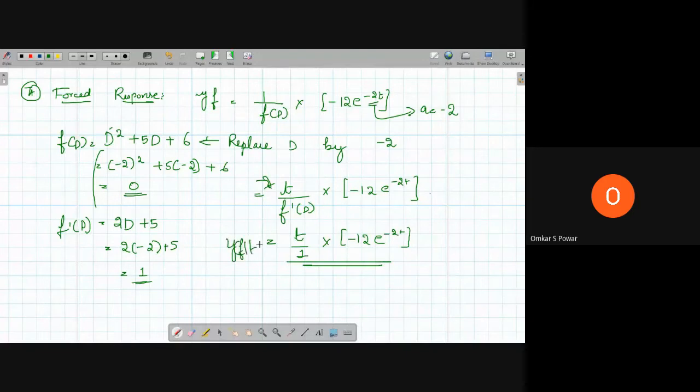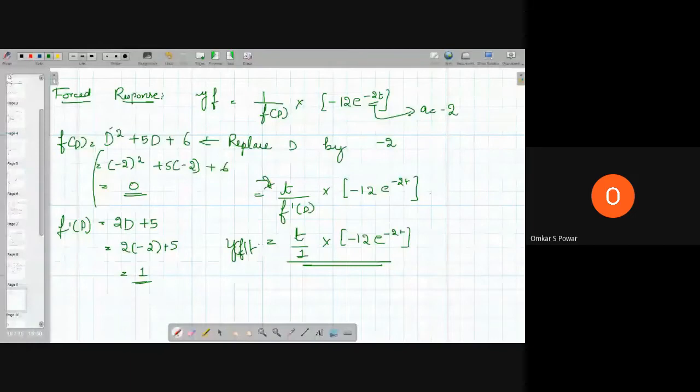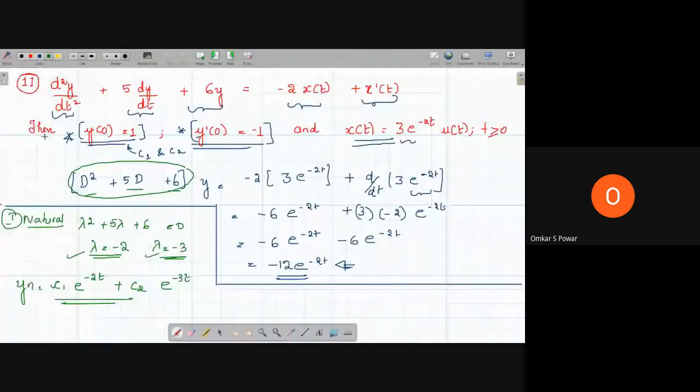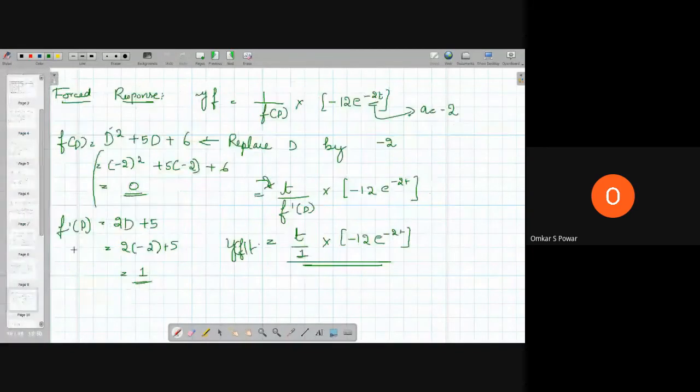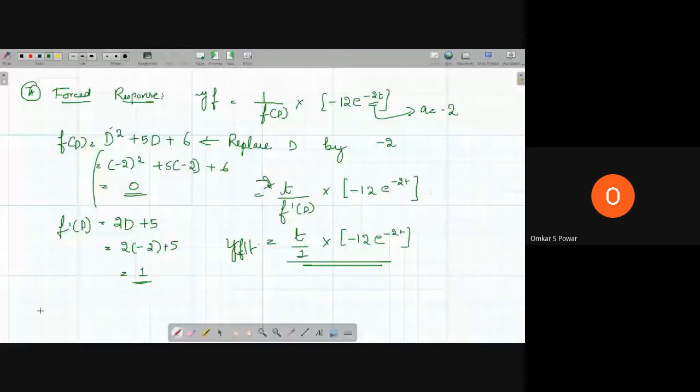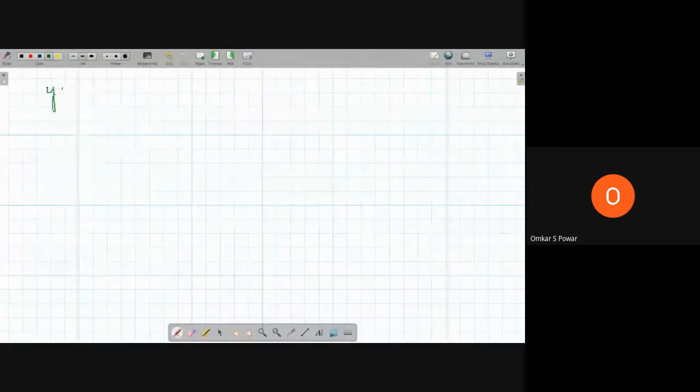But your question is not yet over. If you go to this question, what do you have? y of 0 is equal to 1 and y dash of 0 is equal to minus 1. So using this, you have to solve for C1 and C2. Make sure that whenever terms like y of 0 or y dash of 0 are given, use them and solve. First we will write the total response of the system. Let me write the total response on a new page. So our total response is equal to natural plus forced.